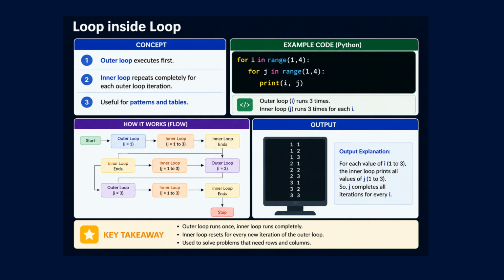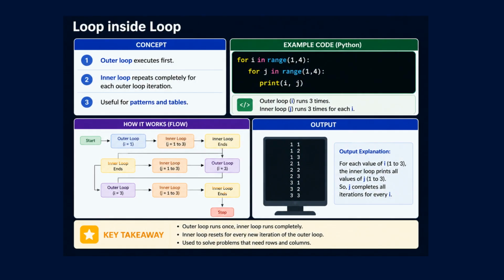The outer loop executes first. For every outer loop iteration, the inner loop runs completely. Let's look at the Python example. For i in range(1, 4): for j in range(1, 4): print(i, j).